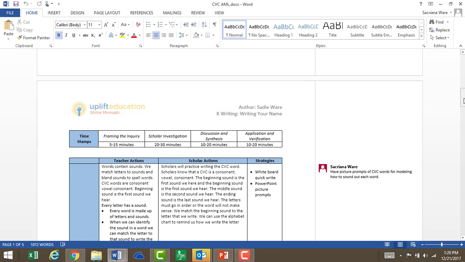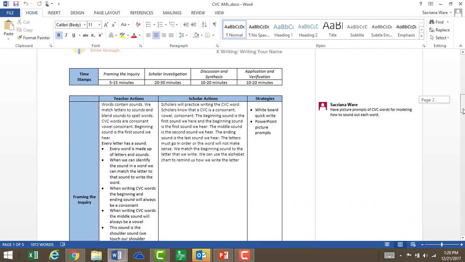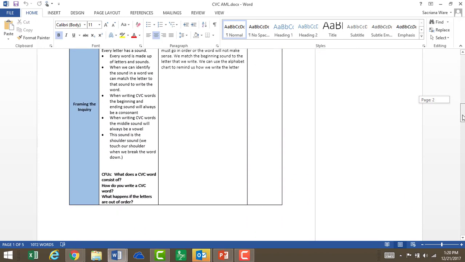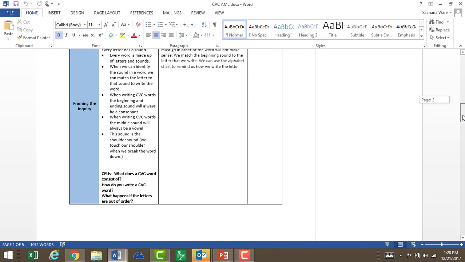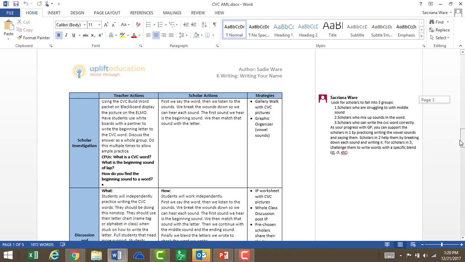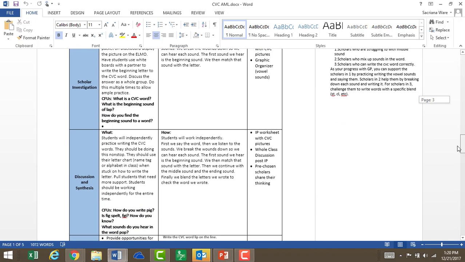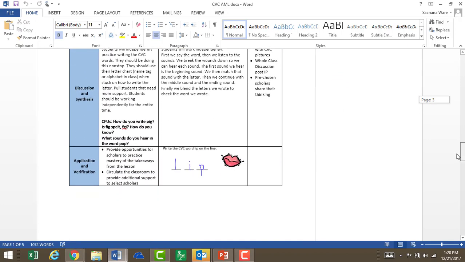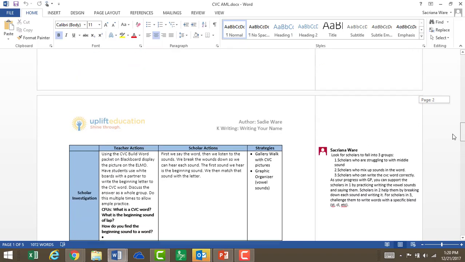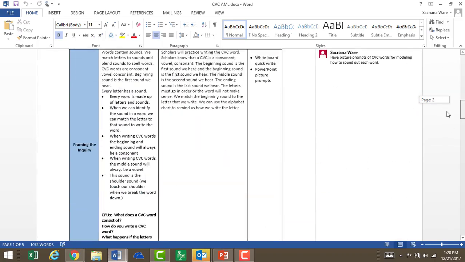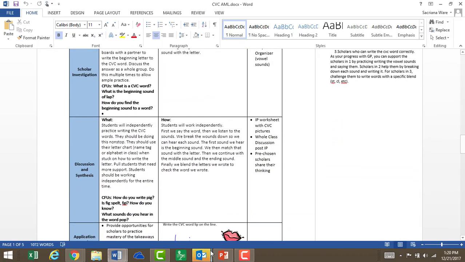To make sure that they really grasp the different vowel sounds. So I think that will also be great. This AML is posted on Blackboard for you all to look at, and it has them investigate different CVC words, how to sound them out, and how to create them. And like I said, this could still even go into blends for your higher scholars. So make sure you check that out.